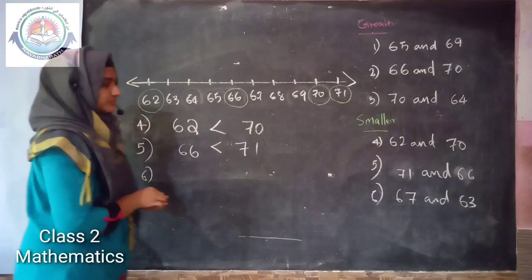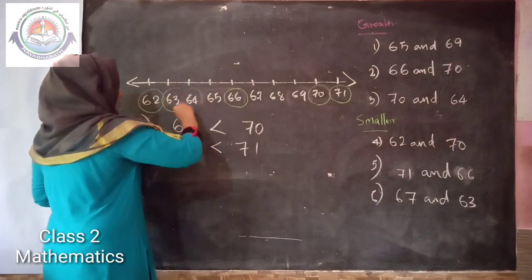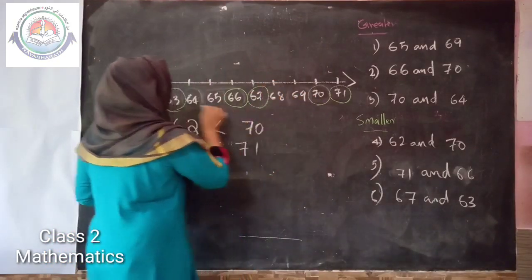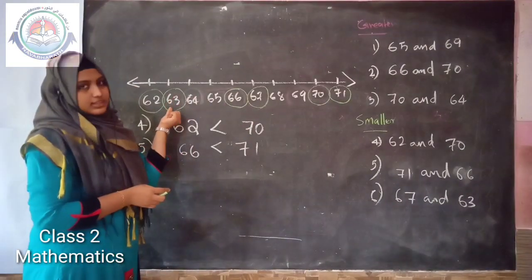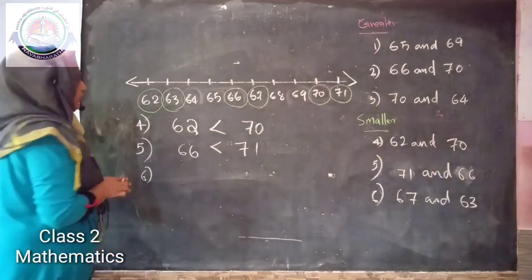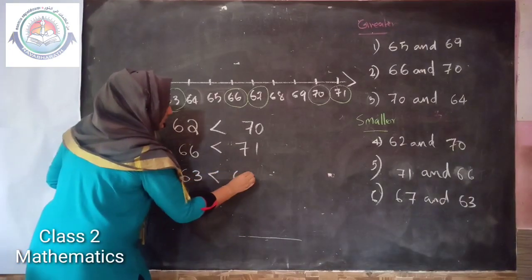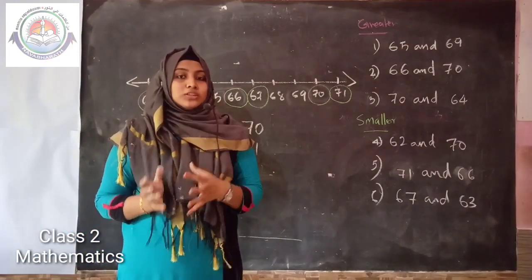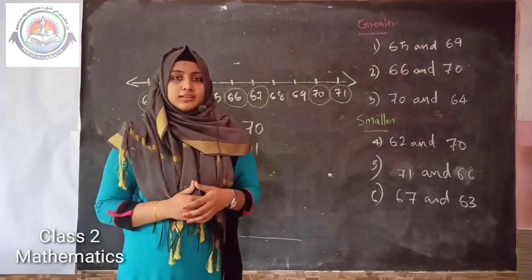And the sixth question, 67 and 63. Here is 63 and then 67. 63 is here and 67 is here. We know 63 is on the left side and 67 on the right side. So we can write 63 is smaller than 67. Now we can say which number is smaller and which number is greater just by looking at a number line.